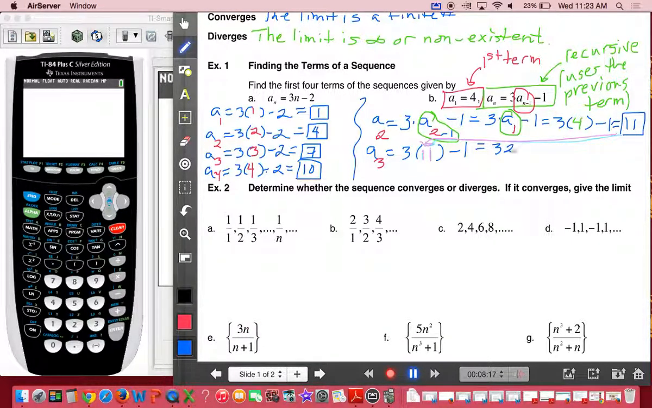32. So a sub 3 is 32. Then we're going to find a sub 4. That's our last one.